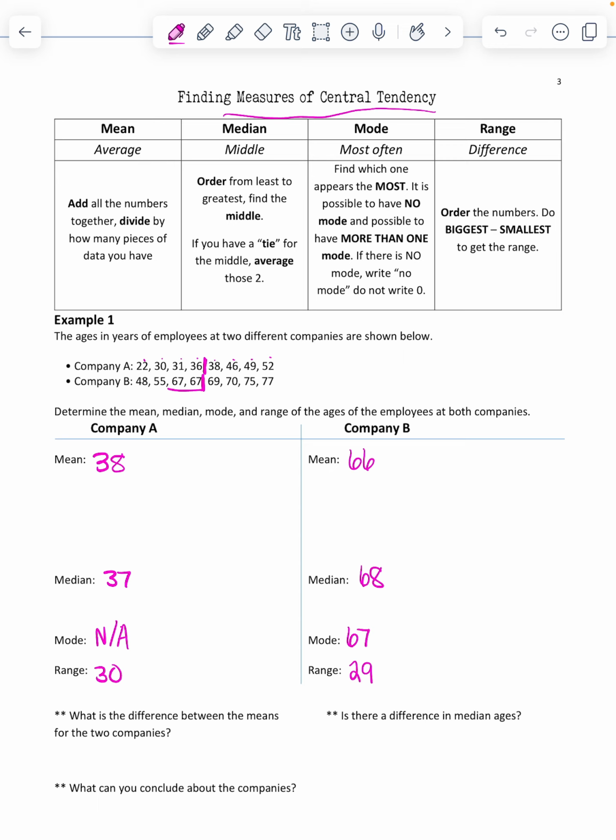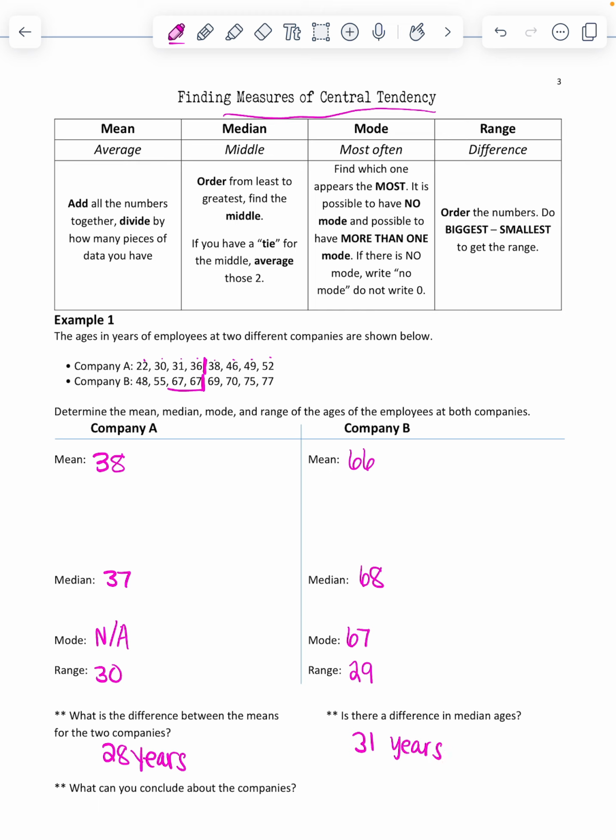So the difference between the 2 means, if we're looking at this, the mean of Company A is 38, and the mean of Company B is 66. The difference between 66 and 38 means subtract. That's going to be 28 years. The difference in median ages, so the middle, 68 minus 37, is 31 years.